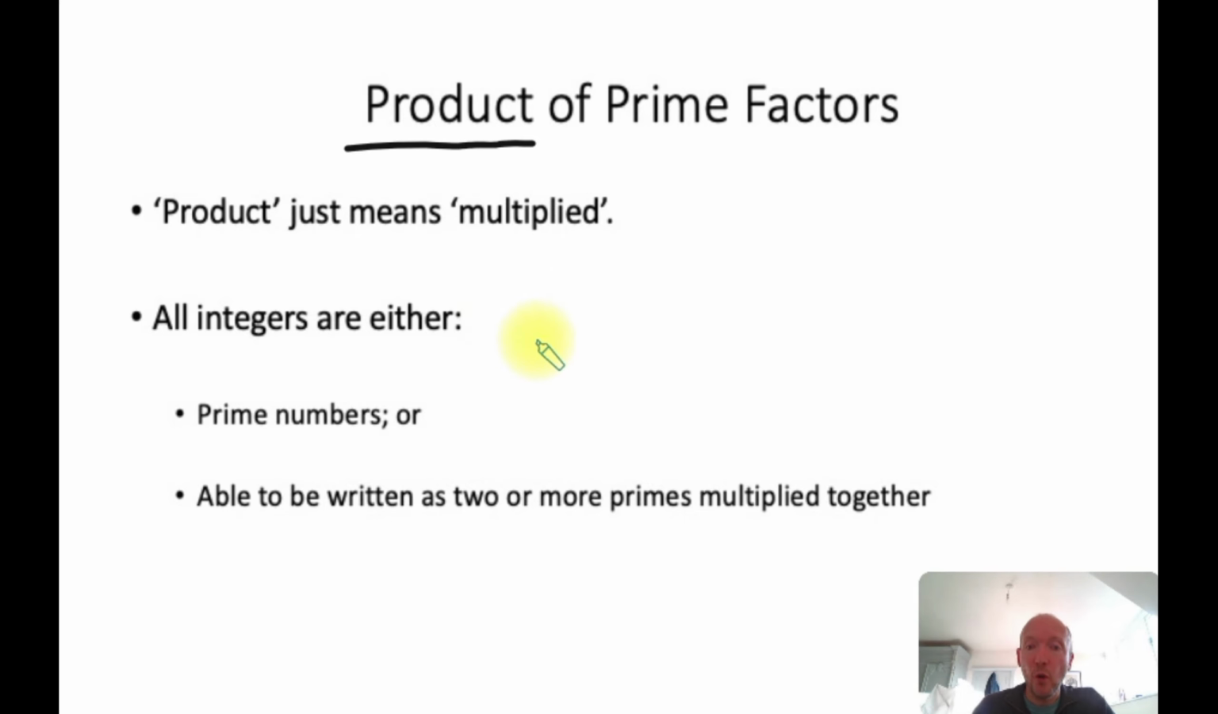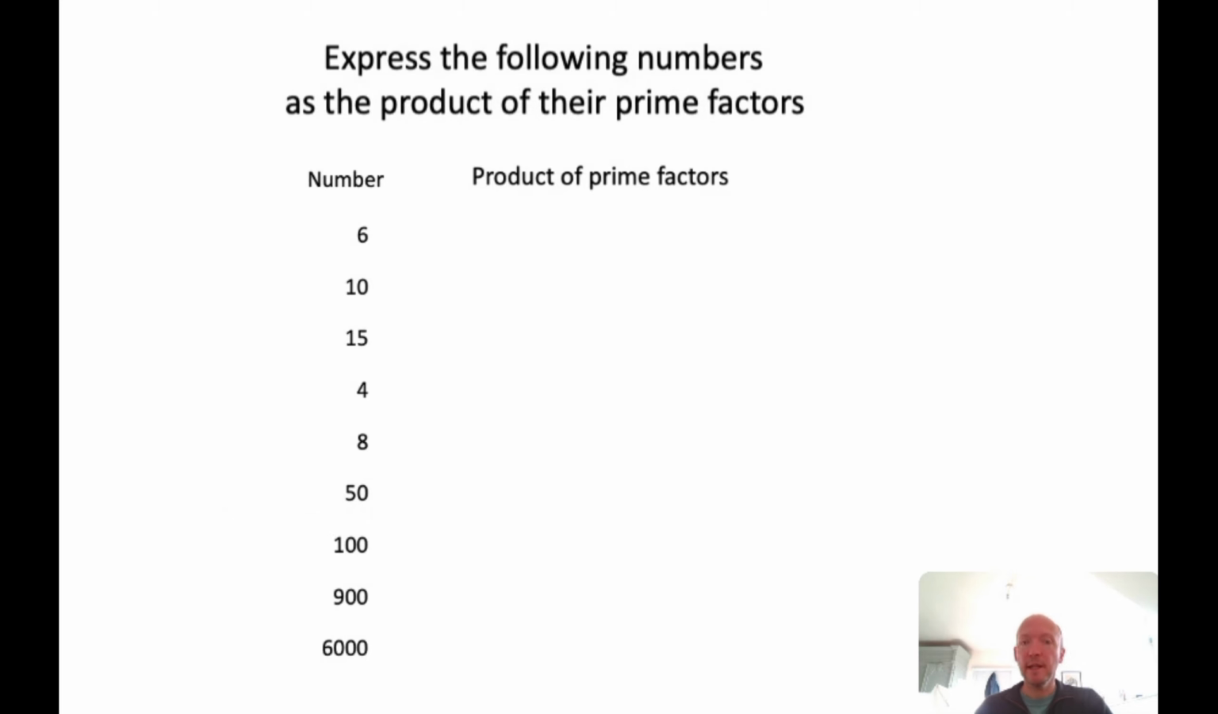Now, all integers, all whole numbers, are either prime or they can be written as 2 or more primes multiplied together. Let me show you what I mean by that. So let's think about the number 6. Is 6 prime? Definitely not. 6 can be divided by 2 and by 3, so it's definitely not a prime number. But we can write it as some prime numbers multiplied together. I said before that you can divide it by 2 and 3, and in fact, 2 times 3 is 6.